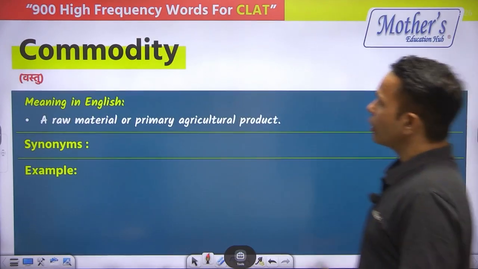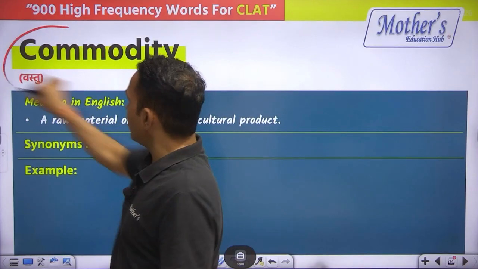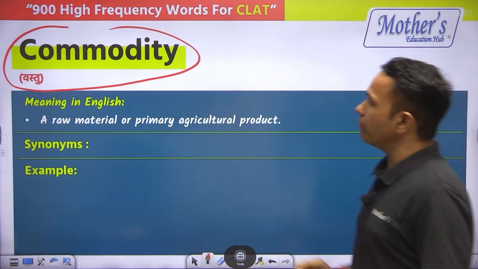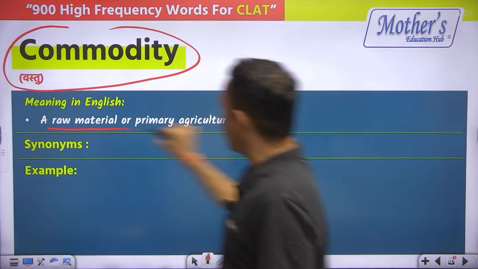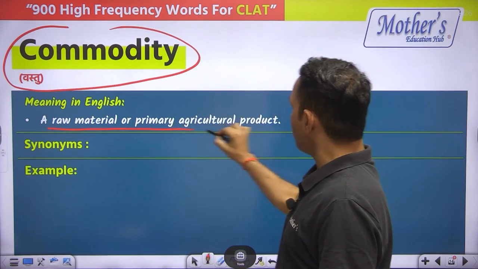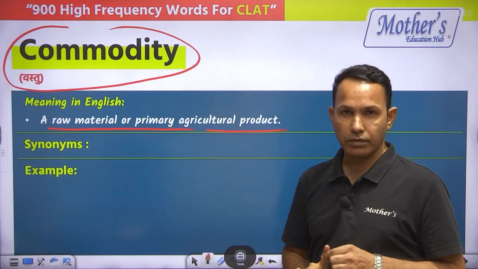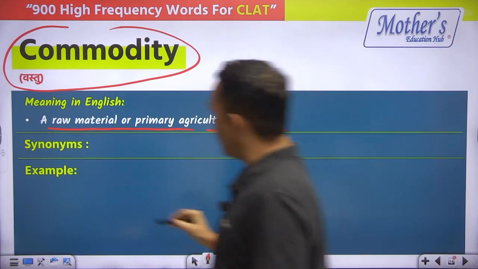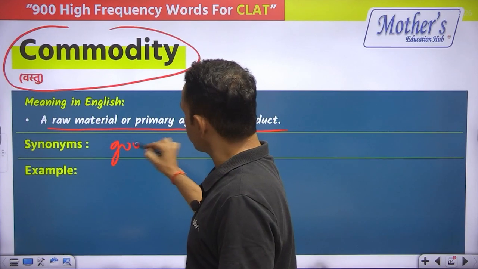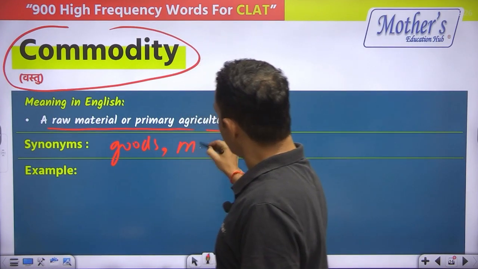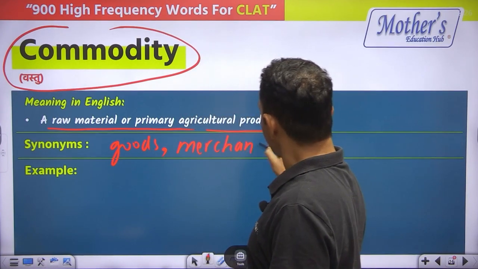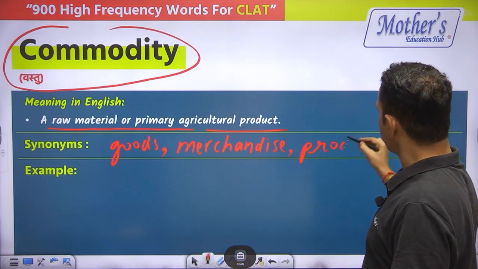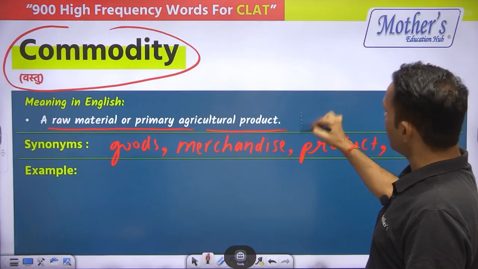Our next word is commodity, a core economic term. Commodity means a raw material or primary agricultural product. The similar words are goods, merchandise, product and produce.